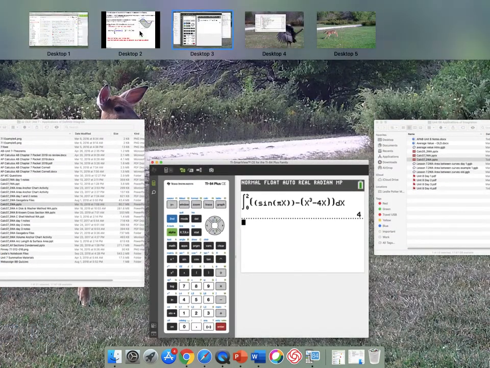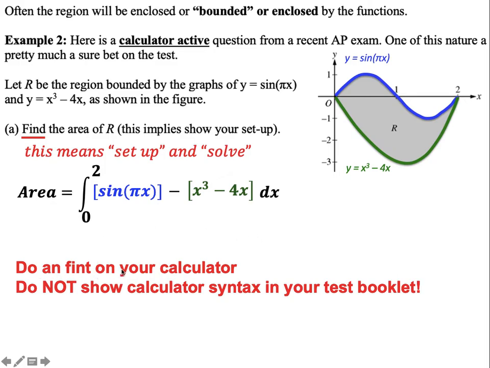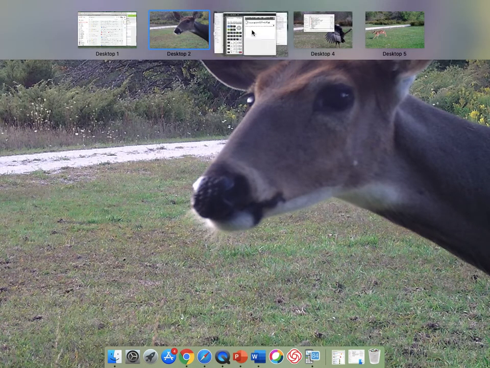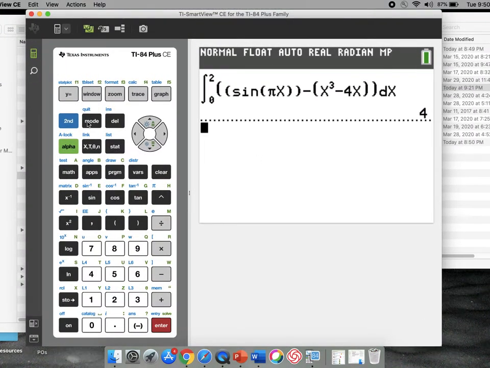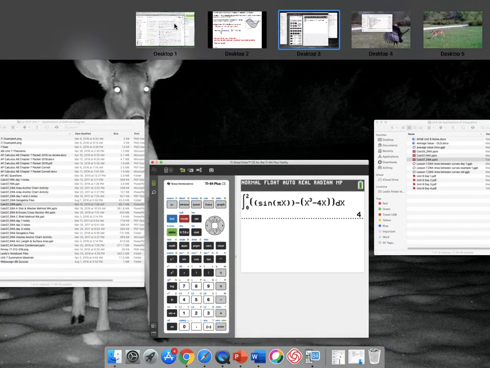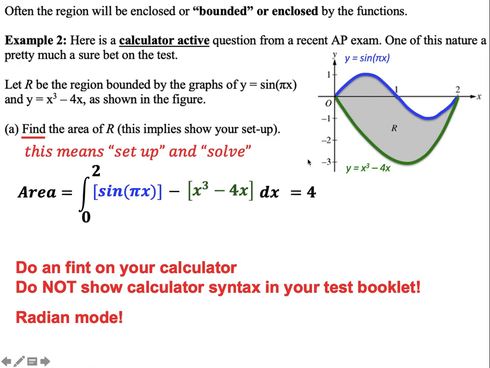So I'm going to go ahead and come back here. I did an fnInt on my calculator. Do not show what shows up on your calculator screen. Don't put that in your test booklet. You need to put this notation in your test booklet. But then, I didn't check it, but I know I'm in radian mode in my calculator. So let's just go back and show how you verify that. Here's the mode key right here, and then you have to be sure it says radian, not degrees. And that leads to an answer of 4.